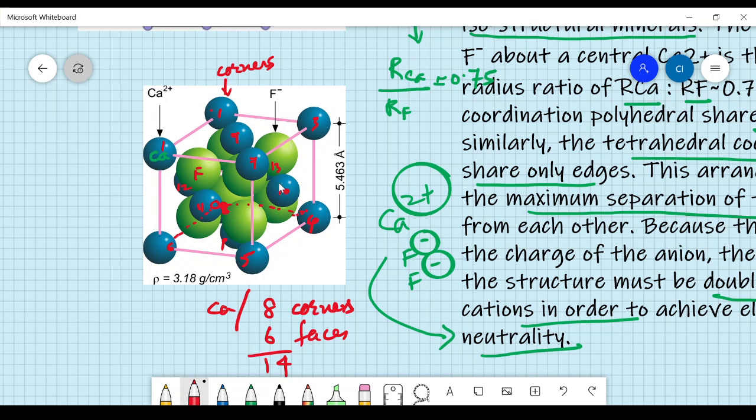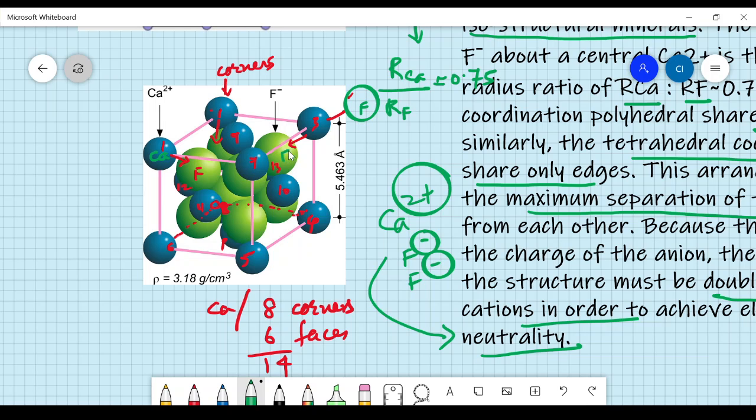And then from each calcium, at a distance of about 2 or 3 angstrom units, there will be a fluoride. So likewise, you can have a fluoride structure in this particular place.